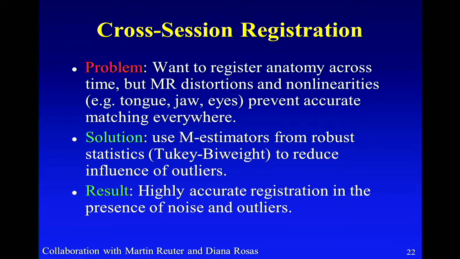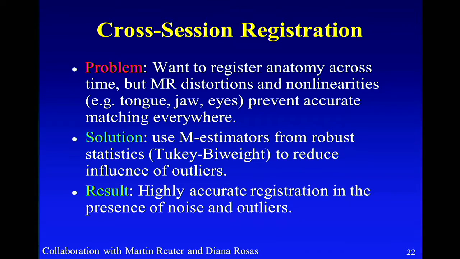There are also distortions in MR, many of them relative to the direction of the main magnetic field. And so if the orientation of your head is slightly different at one time than another, you'll find these distortions are different in the 2 times. And so you will not be able to align the entire image volume.